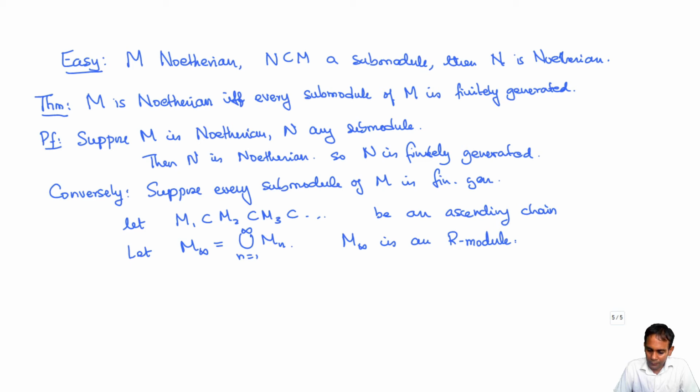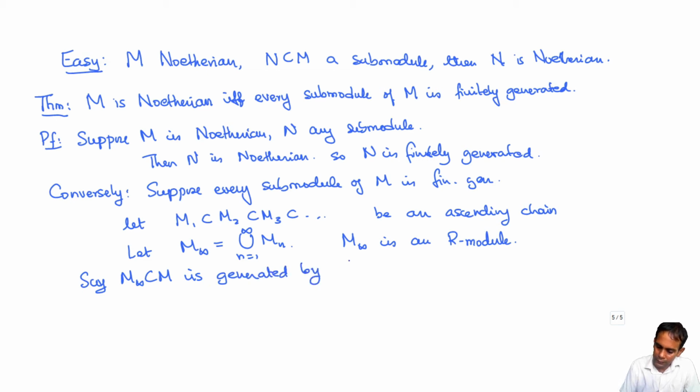Okay, and all this is happening inside M, right? It's the union inside M of M1, M2, and so on. These are submodules in M. So M infinity is a submodule of M, and M infinity is finitely generated. So let's say M infinity is generated by some elements x1, x2, ..., xk of M.